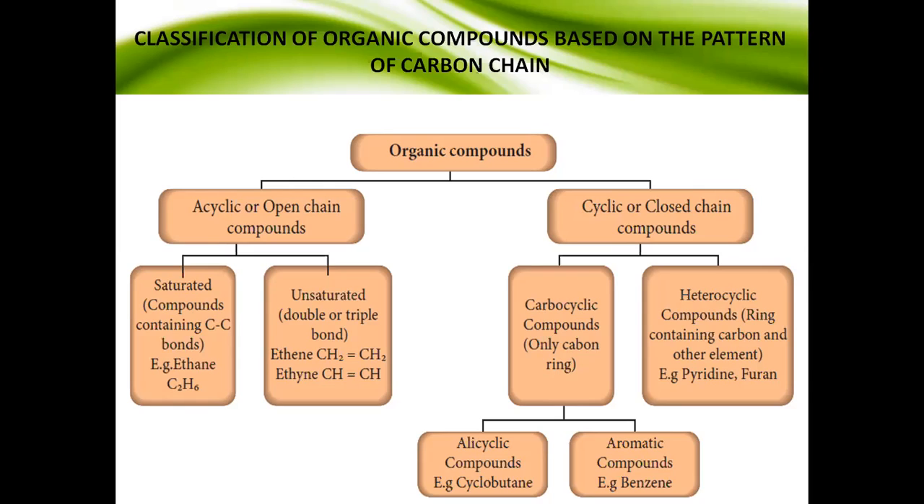Okay. So organic compounds form covalent bonds, so they have chains. Based on this type of chains, these are divided into two types: acyclic or open chain compounds and cyclic or closed chain compounds. These two types are further divided into many types. Okay, one by one we will see.